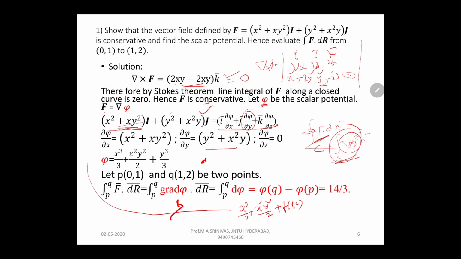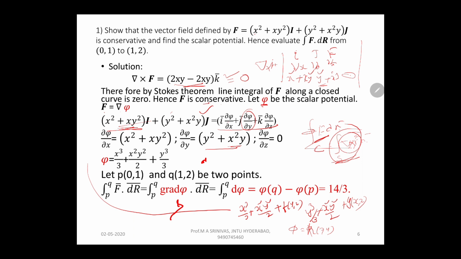So from the second one, phi will be y cube by 3 plus x square y square by 2, because I have to differentiate with respect to y, plus some function of instead of yz, it will be some function of xz. What is dou phi by dou z? It is equal to 0, because I am getting 0. That means phi definitely will be a function of xy.